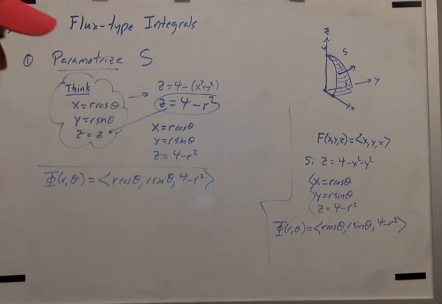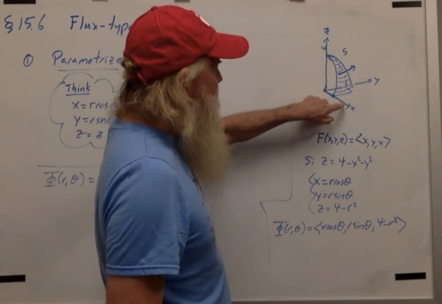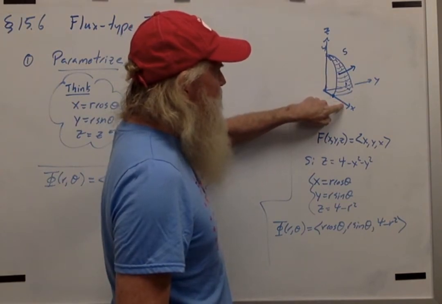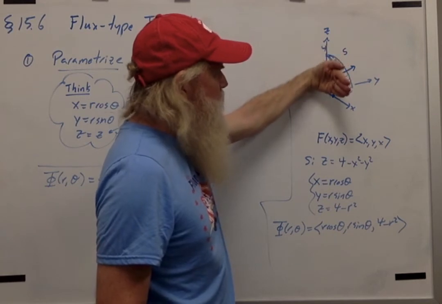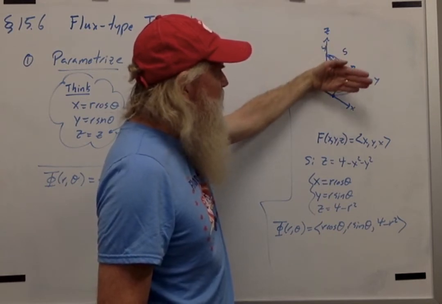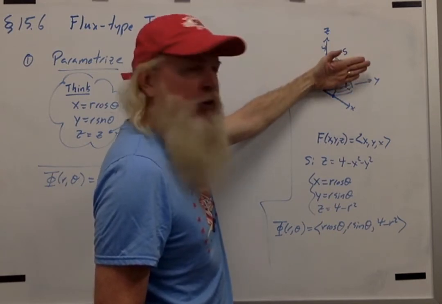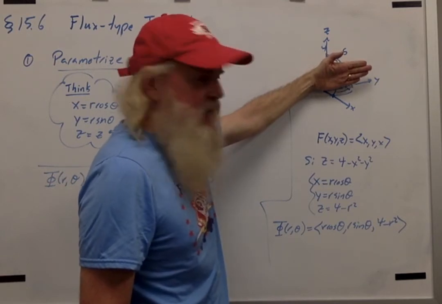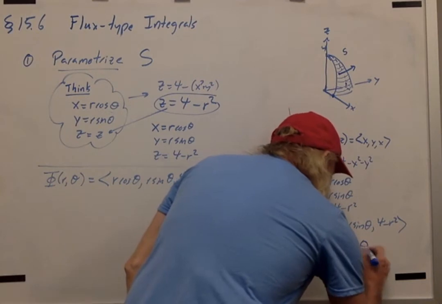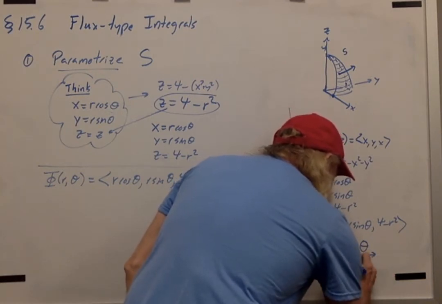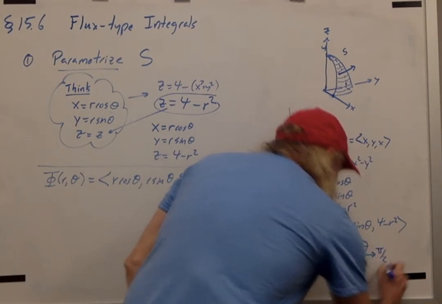Now let's think about the restrictions we need to make so that we stay in the first octant. Since theta measures the angle away from the positive x-axis, I can see that theta is going to start at 0, which puts me on the x-axis, and swing out to pi over 2, which will take me to the y-axis, and go no farther. So for theta, I'm going from 0 to pi over 2.